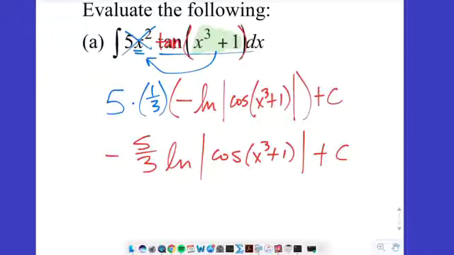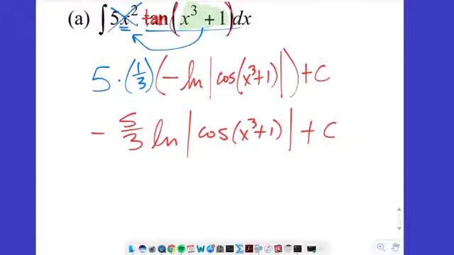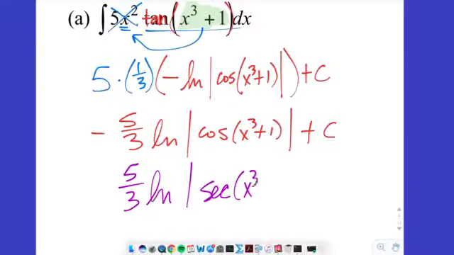Honestly, it looks pretty much the same. I'm just kind of forcing people to get together in the front there. So, do you care which version you want to use? Oh, no, I don't care. If it was a free response, that's the same also as positive 5/3 natural log, absolute value of secant. They're both correct on the free response. On a multiple choice question, though, they're going to have one or the other. They certainly wouldn't have both. So I don't care which one.